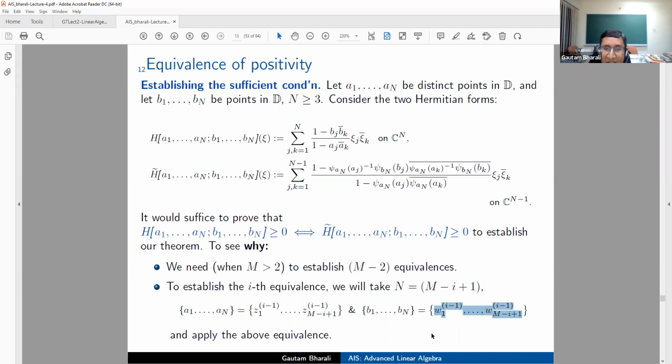I reapply this equivalence, but I now take N to be, this is the second equivalence, M minus 2 plus 1, which is M minus 1, and then my A's will change and my B's will change. So you see, this is a very cleverly selected form with placeholders. These placeholders are the A's and the B's, and that's why I use A's and B's and not Z's and W's.